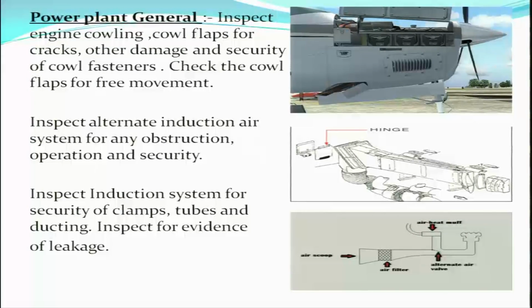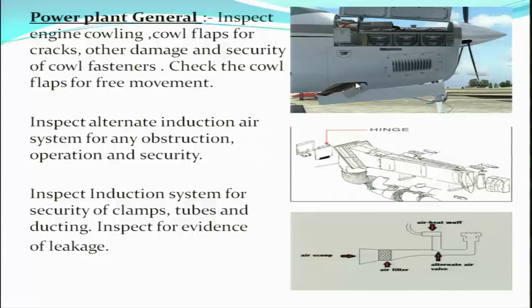Coming to power plant general, inspect the engine cowlings, cowl flaps for cracks, other damage and security of cowl fasteners. So this is your engine cowling, these are your cowl flaps. So we need to check the cowl flaps, the cowlings for cracks, any damage and security of cowl fasteners. Check the cowl flaps for free movement. The movement of these cowl flaps is also to be checked for free. The movement should be free, these cowl flaps should be able to operate freely.